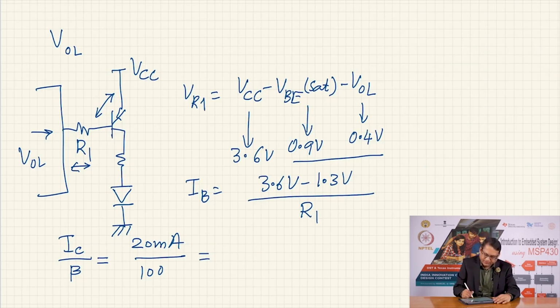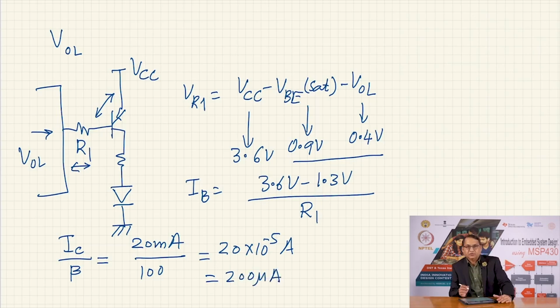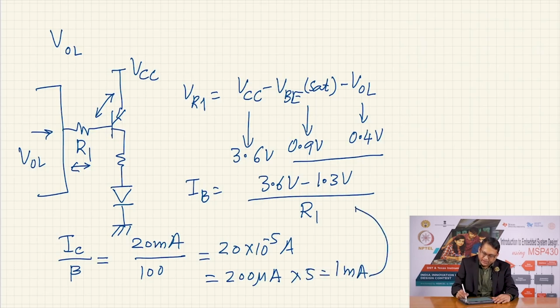This is actually 20 into 10 raised to power minus 5 amperes, and so this is also 200 microamperes. So, the base current is 200 microamperes, and so we will allow, let us say, 5 times more current, into 5 is 1 milliampere. So, we will use this 1 milliampere in this equation, and so what does this lead to?